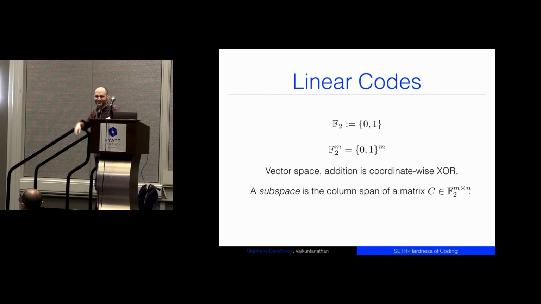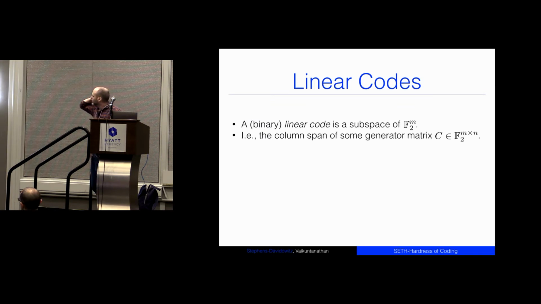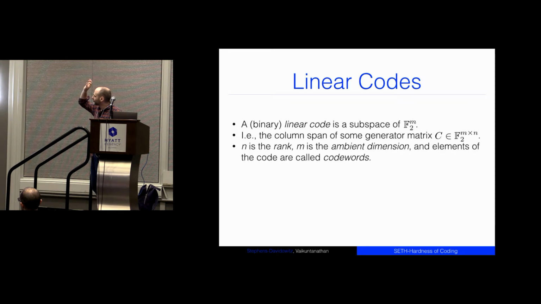Since this is the session on codes, I imagine you all know this, but I'm just hoping you get used to my notation. A subspace of this space is the column span of some m by n matrix, C, and I'll write it like this. Then a linear code is just a subspace. In other words, it's the column span of some matrix, and I'm going to say that n is the rank of this code, and m is the ambient dimension. And for some reason, we call elements in this subspace codewords.